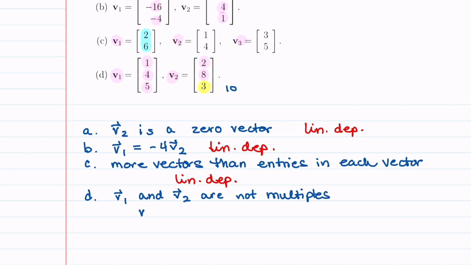We can write this algebraically as V1 is not equal to k times V2. So we have 2 vectors and they are not multiples of each other. So that means our vectors are linearly independent.